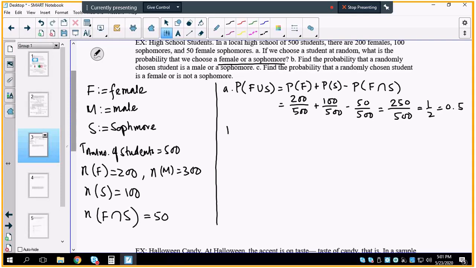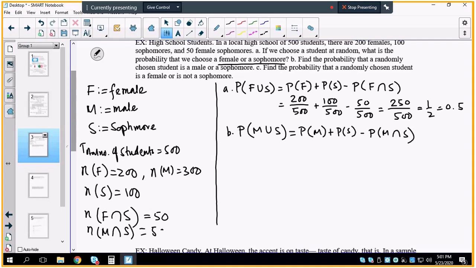The second question is asking me, what is the probability that a randomly selected person is going to be male or sophomore? So male or sophomore will be probability of male plus probability of sophomore minus probability of male and sophomore. So we didn't find male and sophomore. Remember, there are a total of 100 sophomores. If 50 of them are female, the number of male sophomores, which is male and sophomore, should be 50 as well. So I have all the numbers.